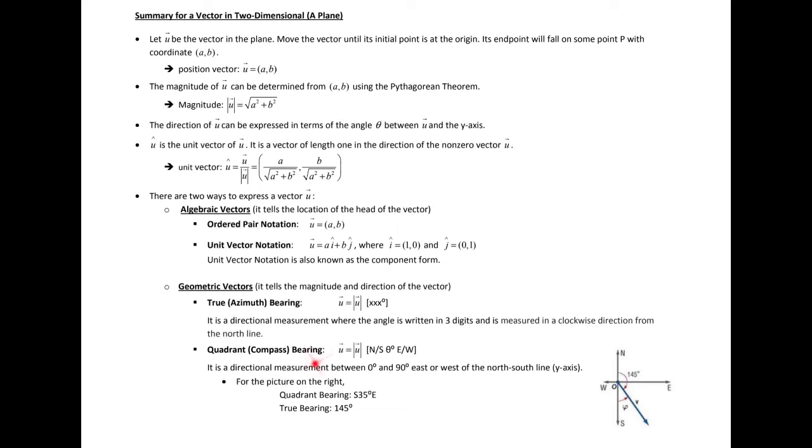There are two ways to represent the direction. First one is called true bearing. True bearing is a measurement where the angle is written in 3 digits and is measured in a clockwise direction from the north line. And the second one is called quadrant bearing, also known as a compass bearing. It is a measurement between 0 degrees to 90 degrees, east or west of the north-south line, which is also the y-axis. So if you look at the picture on the right, we said vector V is having the angle south 35 degrees east, or we can say true bearing of 145 degrees from the north line.